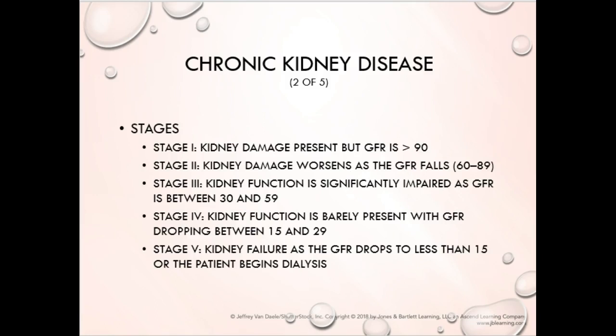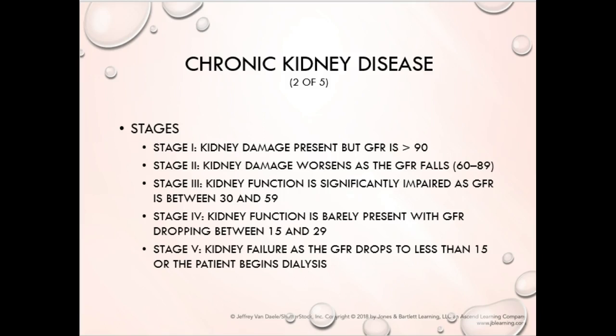So the different stages I think are good to know, and these are monitored by glomerular filtration rate. Okay, stage 1, we have kidney damage present, but GFR is greater than 90. Okay, so it's still normal. Stage 2, kidney damage, GFR falls, 60 to 89. Stage 3, kidney function is significantly impaired as GFR is between 30 and 59. Stage 4, you get the idea. Those numbers lower to 15 to 29.